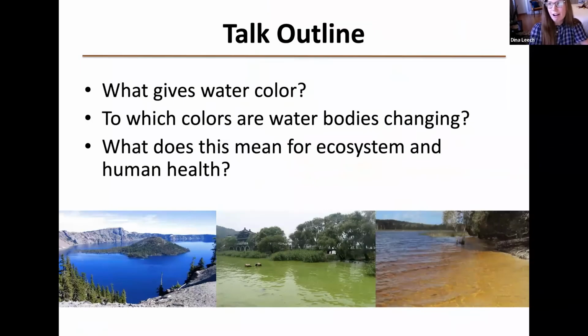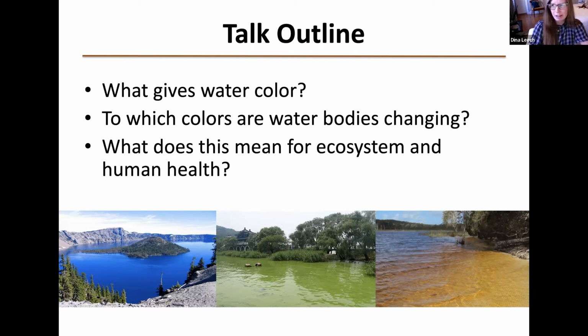So in this talk, I will discuss what gives water color, to which colors are water bodies changing, with some data my colleagues and I analyzed for lakes across the continental US. And then also, why should we care? What do these changes in water color mean for ecosystem and human health?